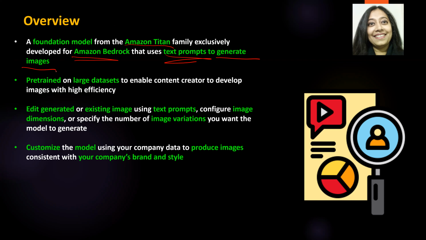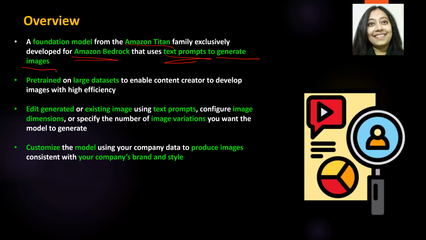So let's say if you go for an interview and someone asks you, hey, what is Amazon Titan Image Generator G1, or after this particular overview, and if you've played around with this particular model as well, if someone asks you what this is all about, in very simple words, you can say that it's a foundational model from the Amazon Titan family that was developed for Amazon Bedrock. And most importantly, it uses text prompts to generate images. So that's the simplest definition that you can give anyone.